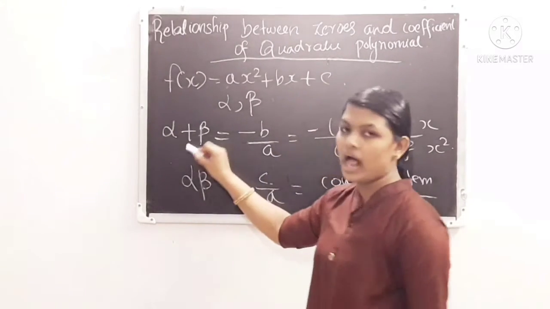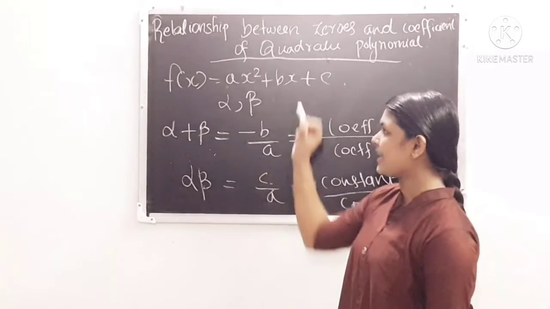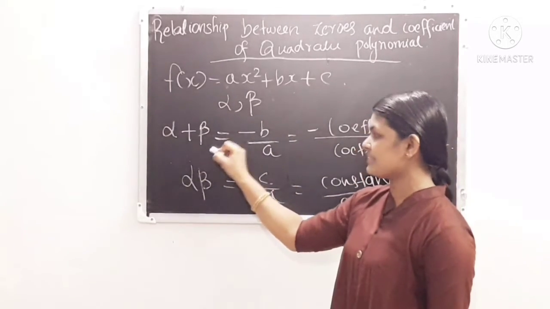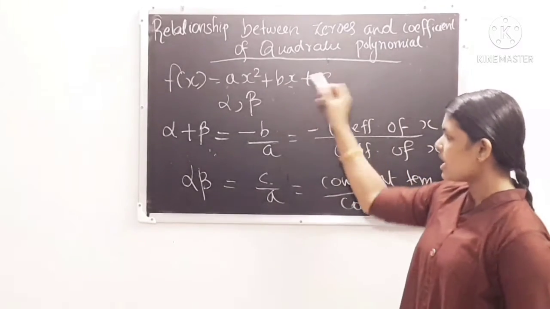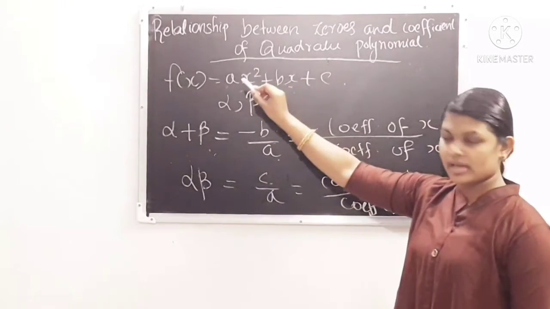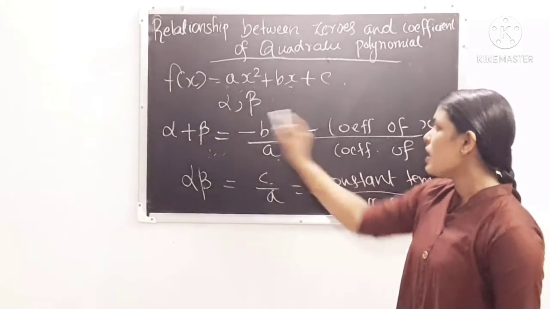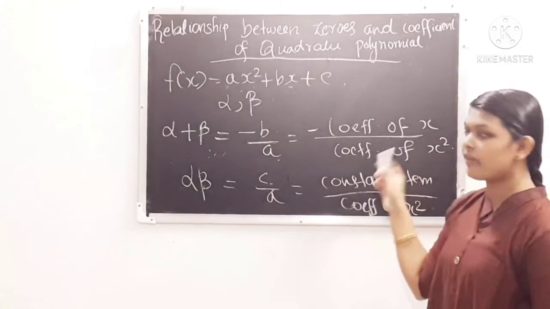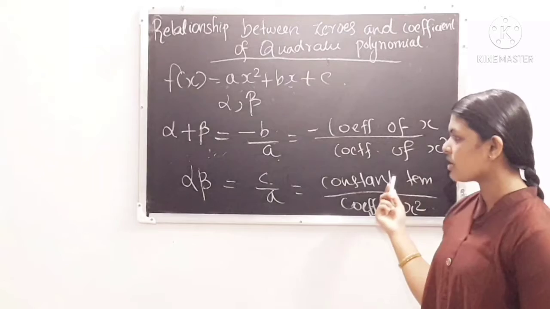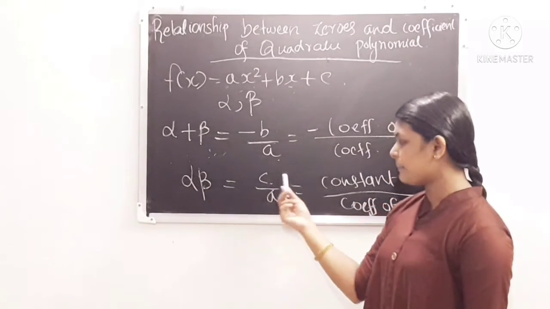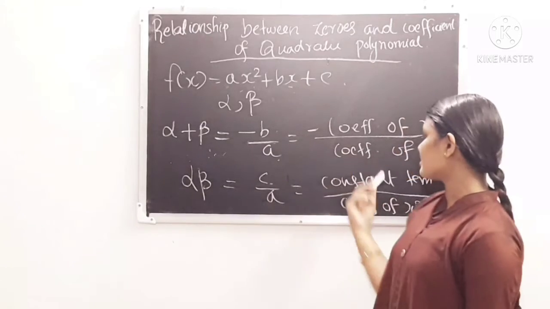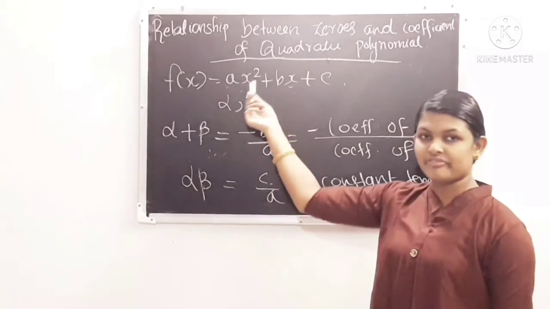So let us assume that alpha and beta are the zeros of this quadratic polynomial, and the sum of the roots will be equal to minus b by a, where b is the coefficient of x and a is the coefficient of x square. So the sum of the roots will be equal to minus of coefficient of x divided by coefficient of x square. Okay. And the product of the roots, that is alpha beta, will be equal to c by a, where c is the constant term and a is the coefficient of x square.